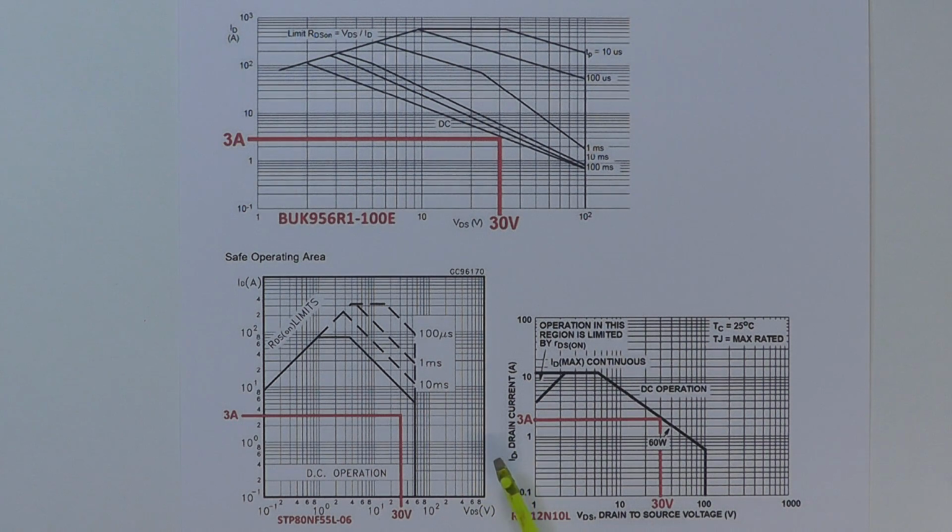But bear in mind that the safe operating area of these power MOSFETs shown on these graphs relies on the fact that this is at 25 degrees centigrade. In reality, once you start drawing current through the power MOSFETs, they get hotter, and as the power MOSFET gets hotter, that power rating will drop. So if we take the example of the BUK 956R1, at 25 degrees C it can give us 30 volts at 3 amps, that's 90 watts. But as that heats up, as we draw more current through it, that power rating of 90 watts will drop.